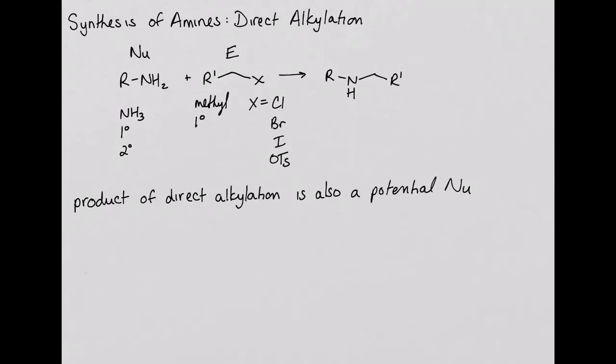Let's consider this example. What if we wanted to make ethylamine using direct alkylation? To do this, we would need to use ammonia and an ethyl halide or tosylate. This would produce the ethylamine product.